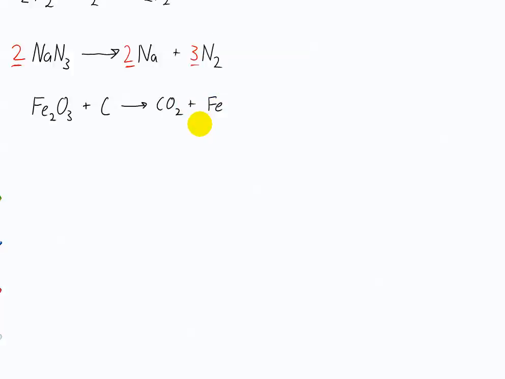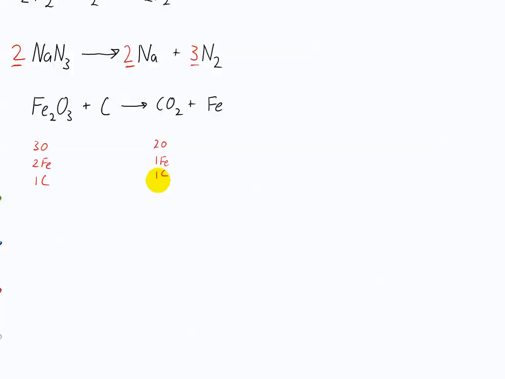Looks like a lot of people got it. What's out of balance here? The oxygen and the iron. We have 3 oxygens here, 2 iron, and 1 carbon on this side, and we have 2 oxygens, 1 iron, and 1 carbon on this side. So the oxygen and the iron are out of balance.